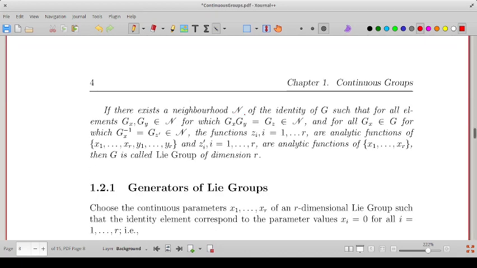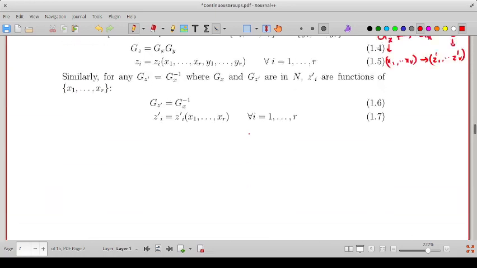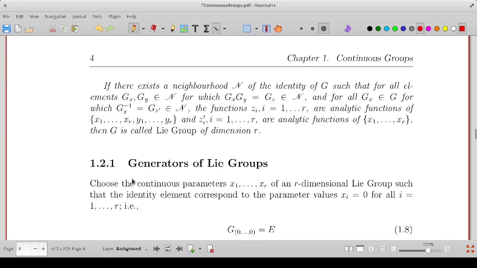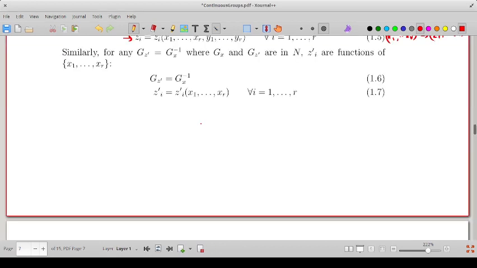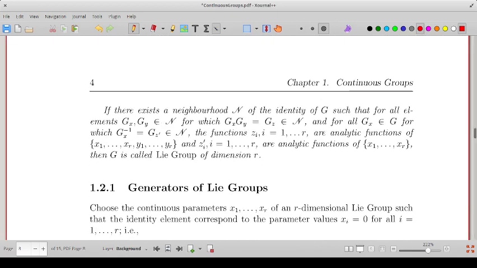If there exists a neighborhood N of the identity of the group such that for all elements gx, gy in this neighborhood, for which the composition gx gy is equal to gz is also an element of the neighborhood, and for all elements gx in G for which the inversion gx inverse is equal to gz', which is also an element of this neighborhood, the functions z_i, which is defined by this map, and z'_i, which is given by this inversion map, if they are analytic functions of x1 etc. up to xr, and z_i are analytic functions of x1 etc. up to xr, y1, y2 etc. up to yr, then the group is called a Lie group of dimension r.